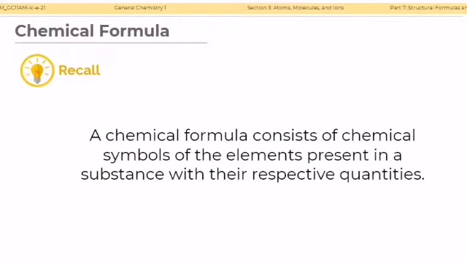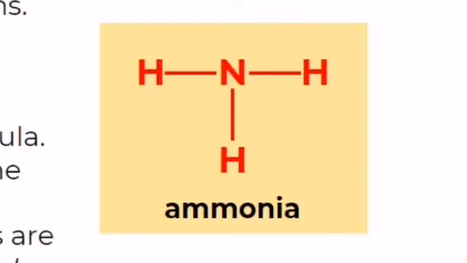Let us recall that a chemical formula consists of chemical symbols of the elements present in a substance with their respective quantities. For example, ammonia is composed of 1 nitrogen and 3 hydrogen atoms. Its chemical formula is then NH3.